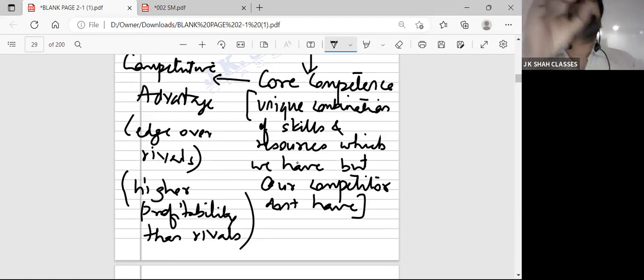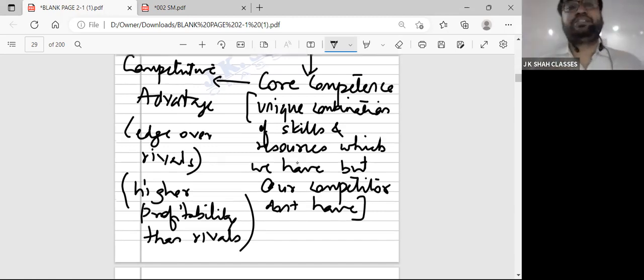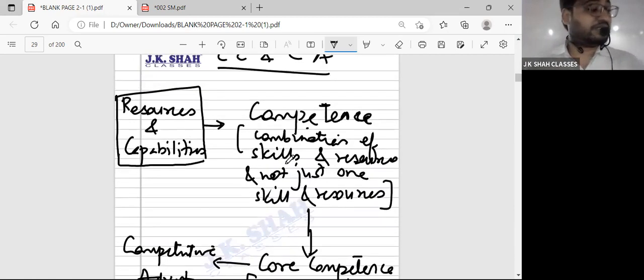Now, what is core competence? Before you understand core competence, you should know what is competence. What is competence? Competence is a combination of skills and resources, and not just one skill or one technique. It is a combination of skills and techniques. What is combination? Combination means more than one. Now, in order to better understand this, try to understand this flow chart.